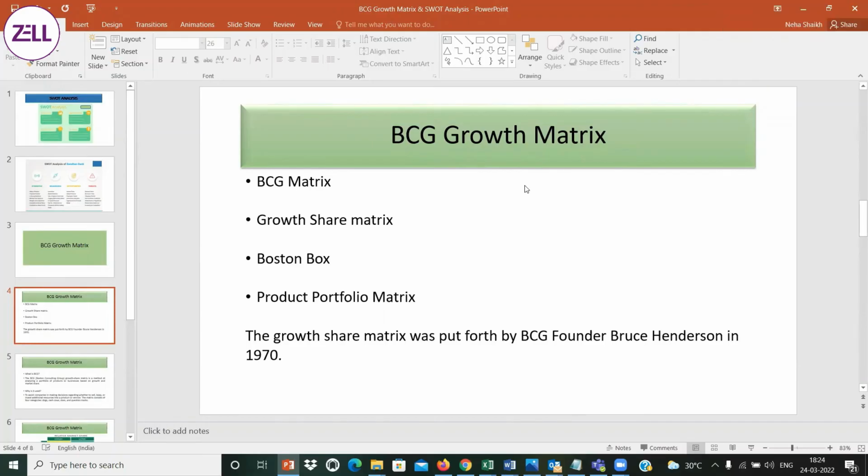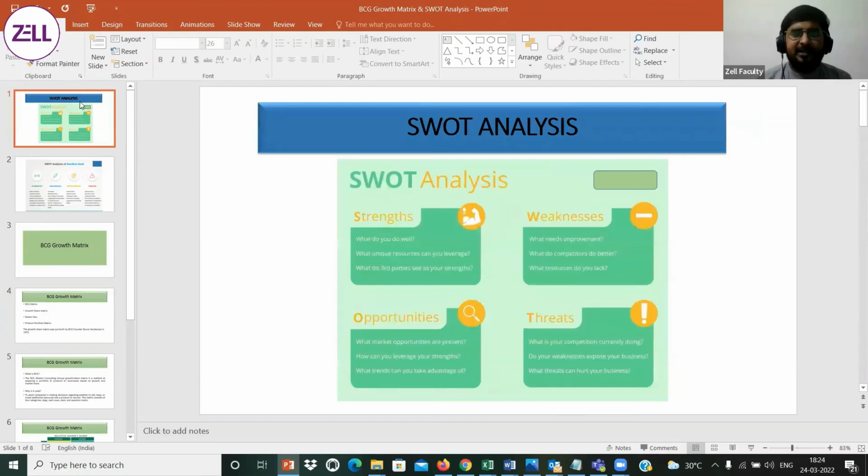So let us just summarize what we did. First, we studied SWOT analysis. What does it mean? Strength, weakness, opportunities, and threats. Strength is something you already have. Weakness, you need to work on it. As we always say, you need to make your weakness your strength one day.